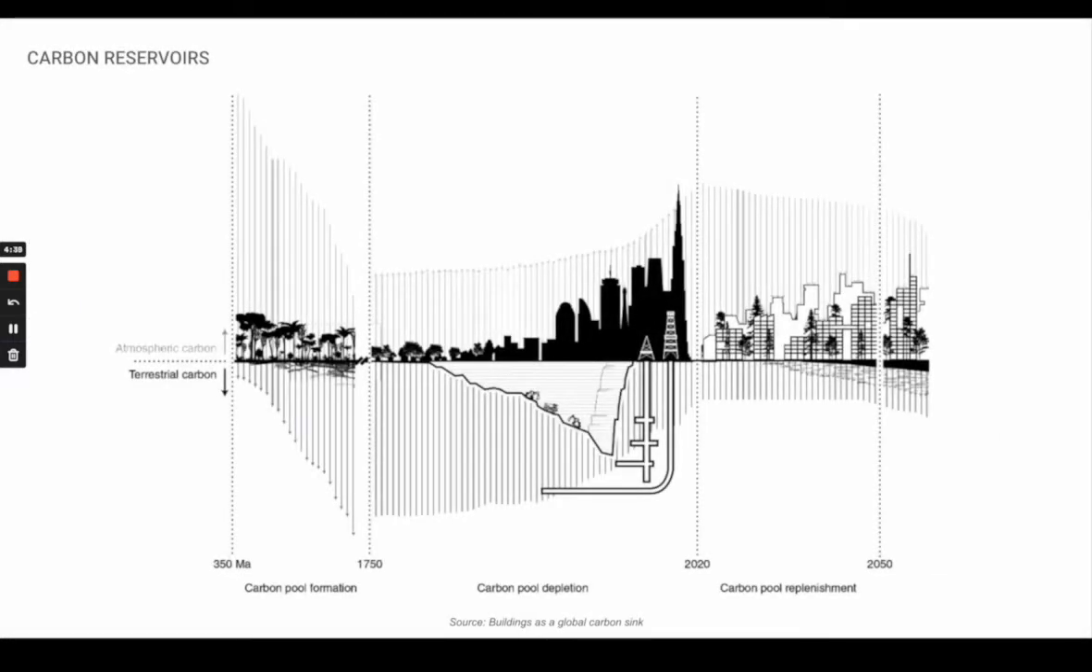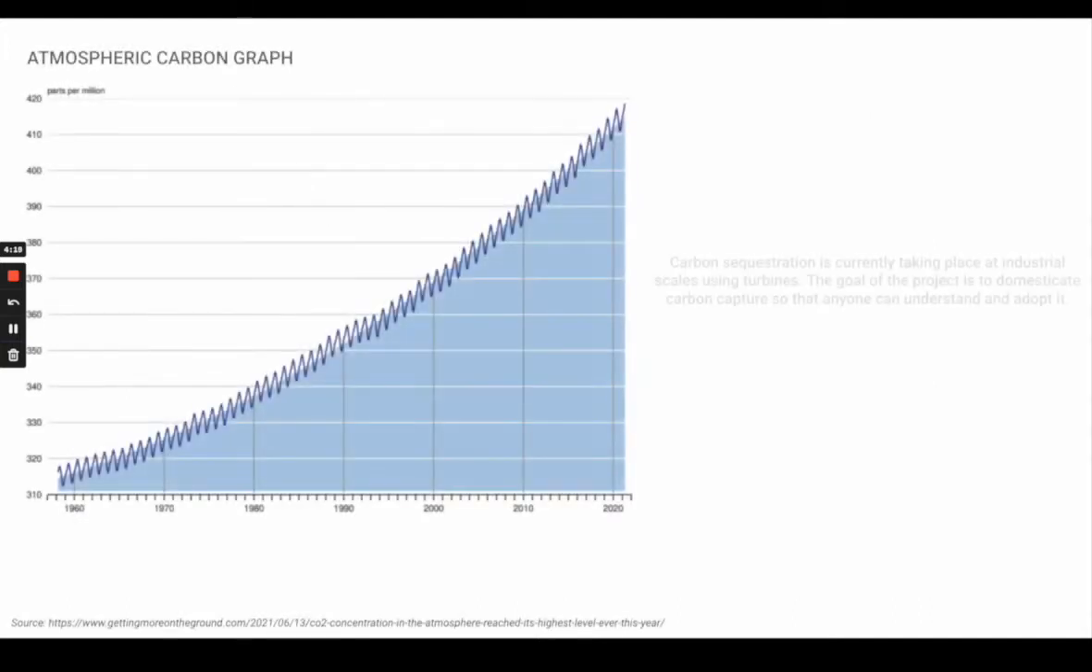Here is a timeline that shows the specific issue. With time, we have been digging out the terrestrial carbon and using it for construction and mobility. This results in an increase in the atmospheric carbon levels. Carbon is an important component of our atmosphere as it maintains a livable temperature, and an increase in carbon would mean an increase in the global temperature.